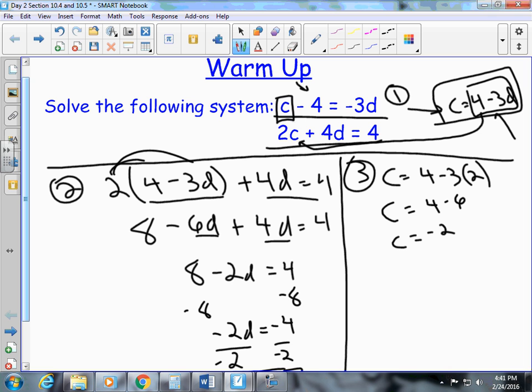The question now becomes, I have to write an ordered pair, and I don't have x's and y's, but I have c's and d's. So I'm going to look and see that c appears first in this one, so c is my x value. Negative 2 comma 2 is my answer. All right, warm-up is completed.